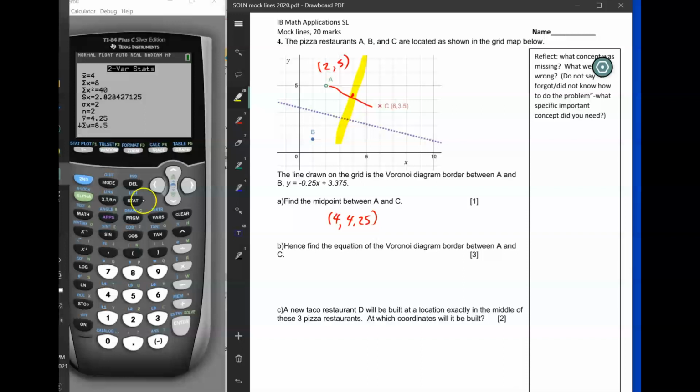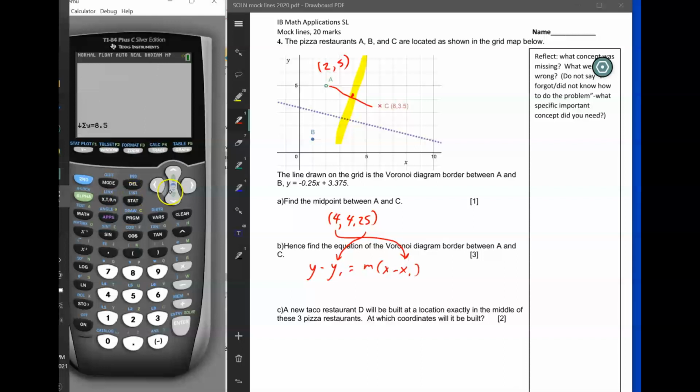The two things we need to draw the Voronoi diagram border in yellow is we need to fill in the slope-intercept form, or the point-slope form, which looks like this, remember. And the 4 and the 4.25 go in to x1, y1, because a midpoint is, of course, one of the most important points on the Voronoi diagram border. And then we just need the slope. And the slope of the yellow line is perpendicular to the red line.